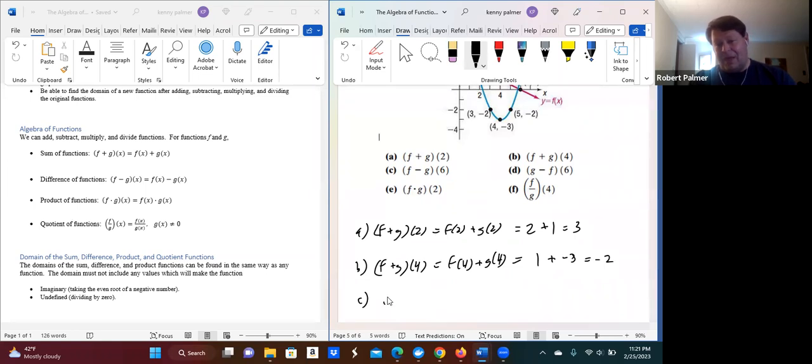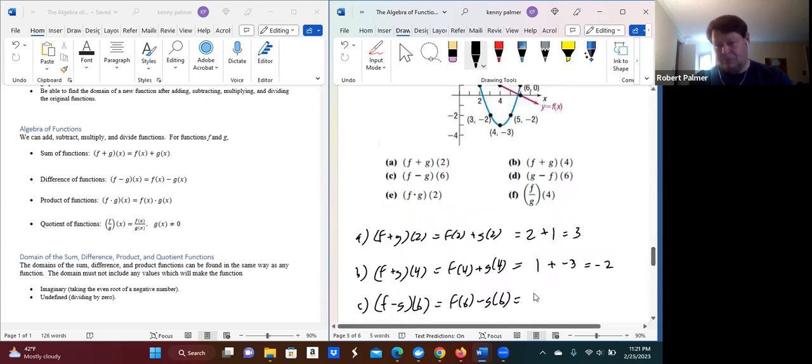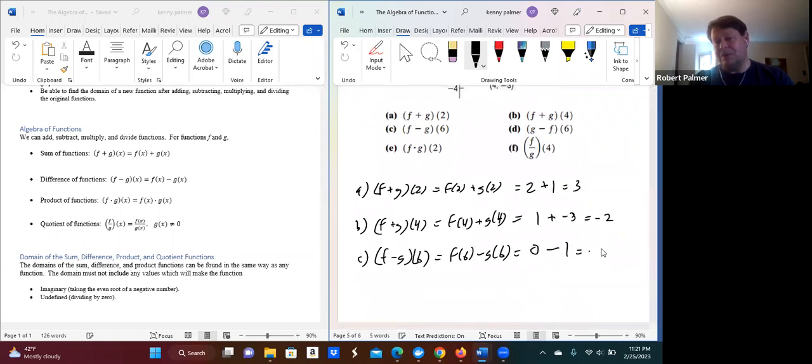So f minus g of 6. Okay, so our rule says that's going to be f of x minus g of x. So in this case, f of 6 minus g of 6. We do the same thing. When x is 6, meet the red curve, which is right here. When x is 6, on the red curve, y is 0. And minus, then, when x is 6, go to meet the blue curve, which is g. When x is 6, g is positive 1. This is 0 minus 1, which of course is negative 1.